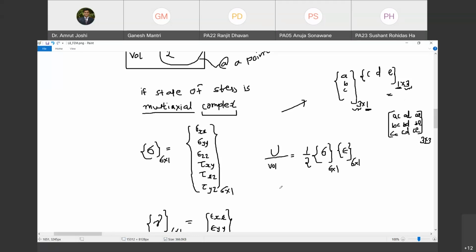Second thing, this strain energy per unit volume, is it going to be a matrix or is it going to be a scalar? It is going to be a number. How can strain energy stored per unit volume be represented in terms of matrix? What nonsense! It cannot be. So it is a single scalar number.